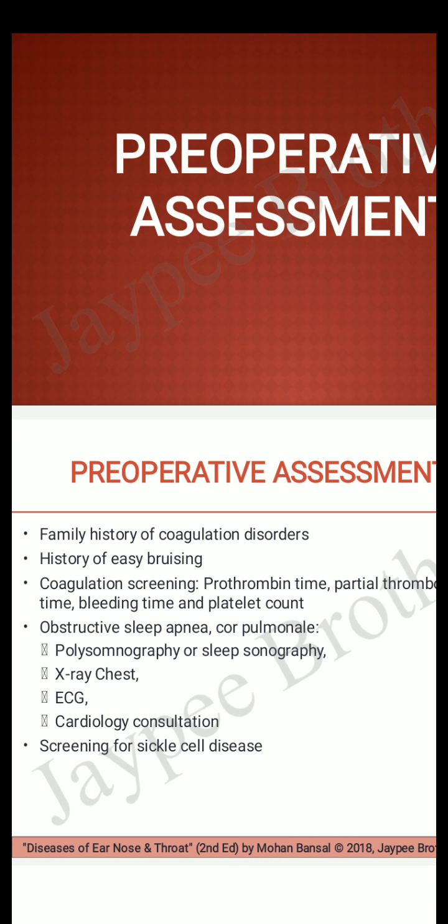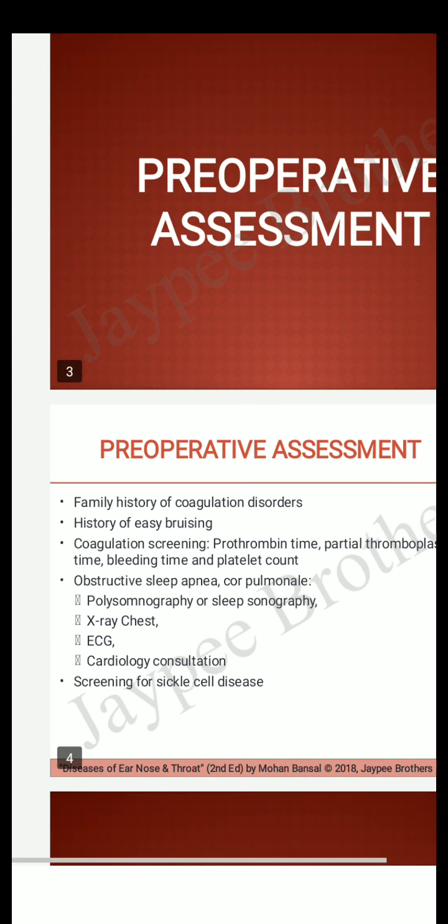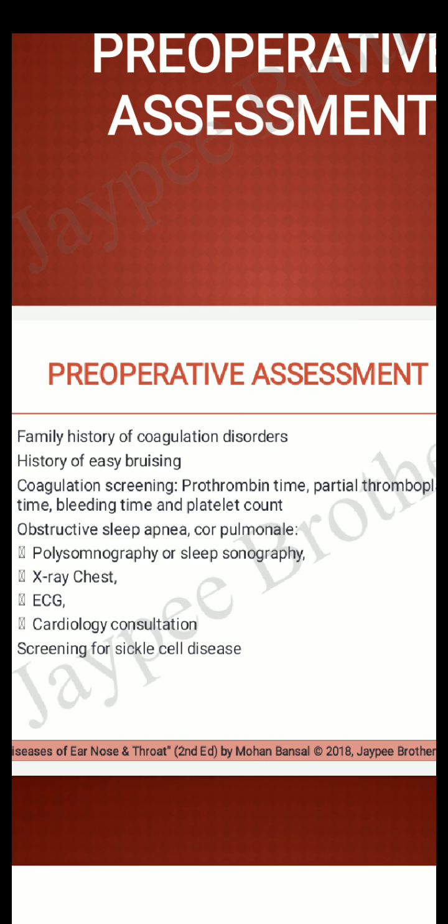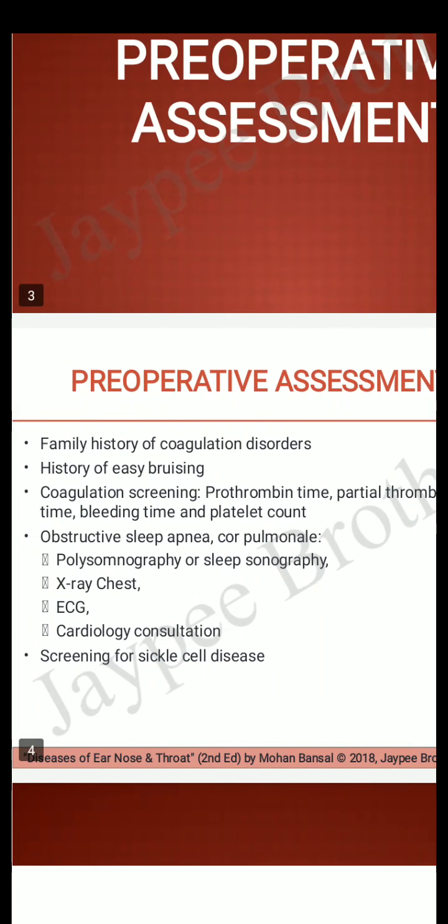Preoperative assessment. The family history of coagulation disorders is very important. It's a bleeding surgery, so it is very important. History of easy bruising is a first pointer towards bleeding disorders. Coagulation screening: prothrombin time, partial thromboplastin time, bleeding time, and platelet count.